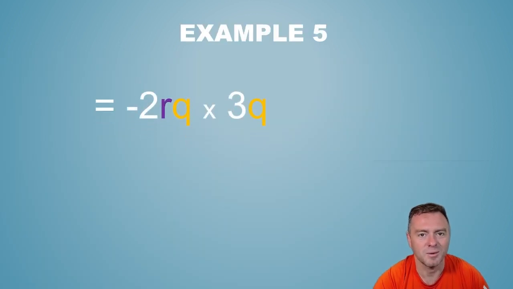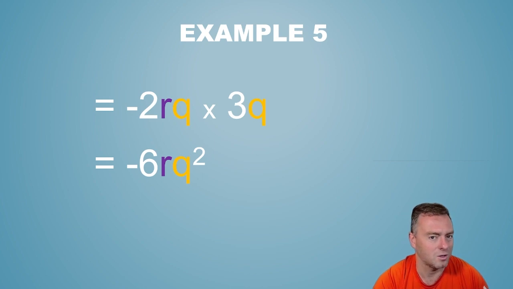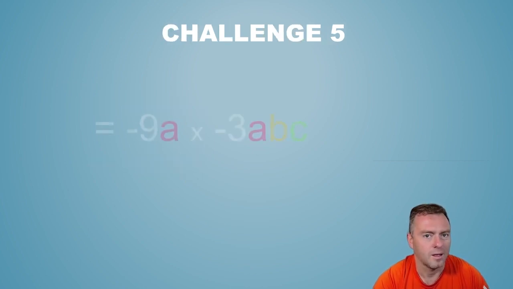Next example, so we've got negative numbers now. So we can have negative 2rq times 3q. So the first step, a negative and a positive makes a negative, and then 2 times 3 becomes 6, and then rq squared, because there's 2 q's. Have a go at that one.